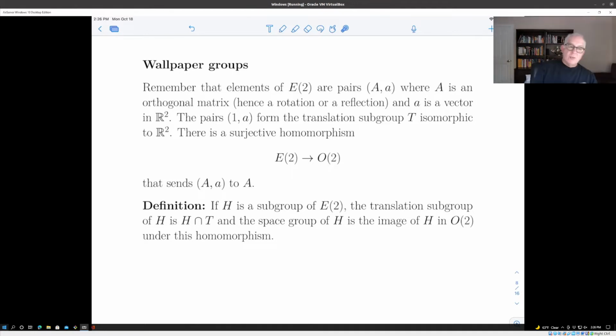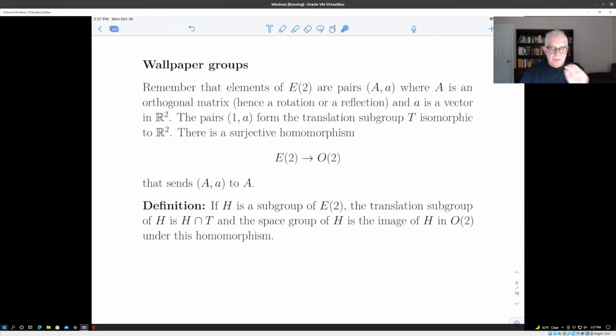So we're interested in understanding patterns which have translational symmetry and maybe additional symmetry beyond that. And we're going to study groups which have the property that they have a lattice in them, and also maybe some other symmetries, and they're subgroups of the Euclidean group. So remember that the Euclidean group, or the plane group, consists of pairs (A, a), where big A is an orthogonal 2x2 matrix. So it's either a rotation or a reflection. And little a is a vector.